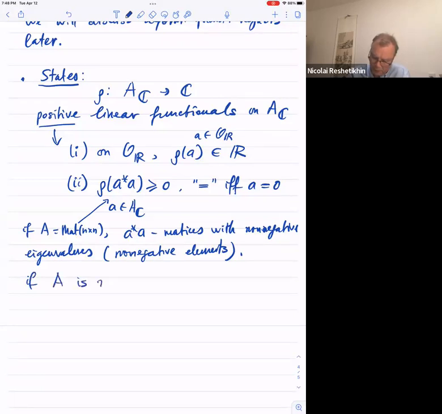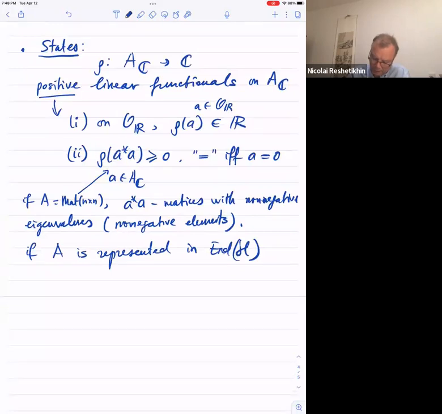If A is represented in endomorphisms of some Hermitian space, then there is, I think it's the Stone-von Neumann theorem, saying that any functional of this type is actually given by some density matrix. But I will skip the precise formulation of the theorem.